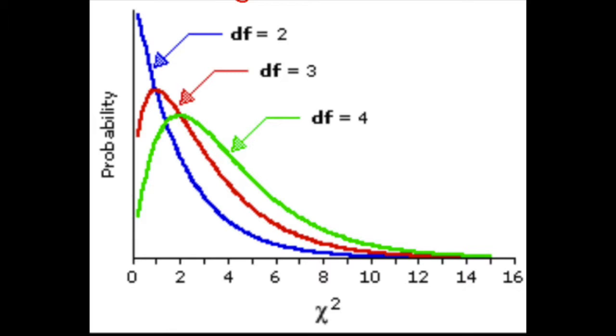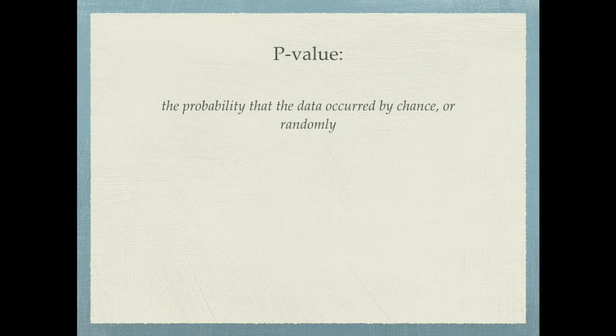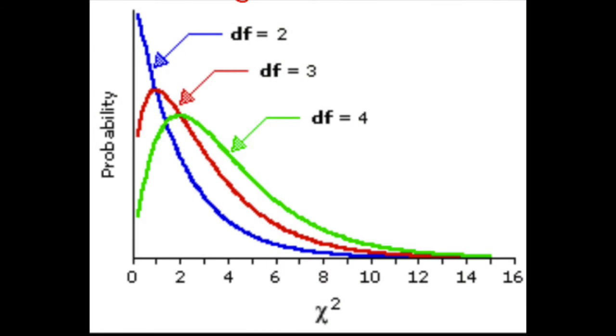On the bottom of this graph are the chi-square statistics. Our statistic is nearly 0, so we look at the far left end. Since our data has 2 degrees of freedom, we look at the blue line labeled DF, or degrees of freedom, equals 2. Where the blue line and our chi-square statistic meet tells us approximately what our p-value is. The p-value is the probability that the data occurred by chance, or randomly. Looking back at the degrees of freedom graph, we can see that our p-value is probably going to be very high, since the blue line is very high above where our chi-square statistic is.